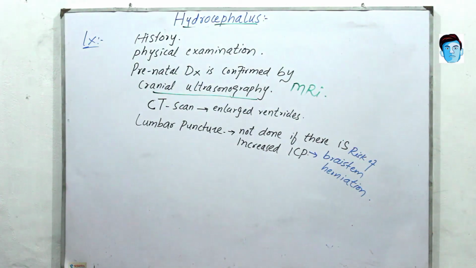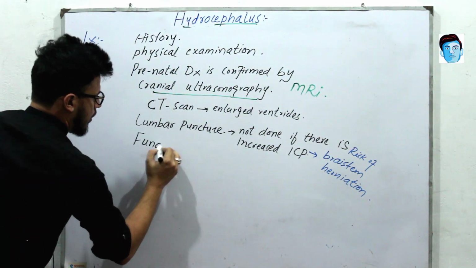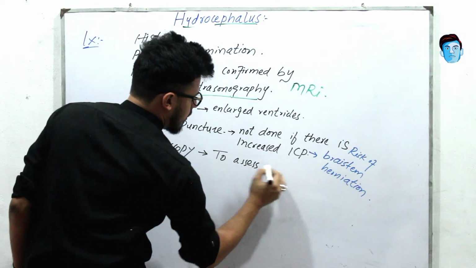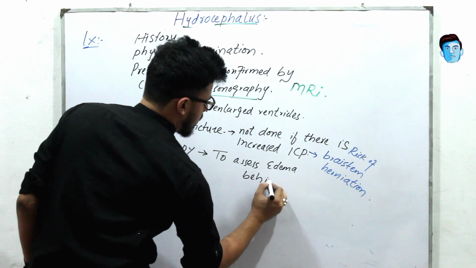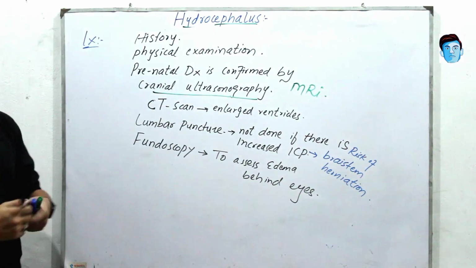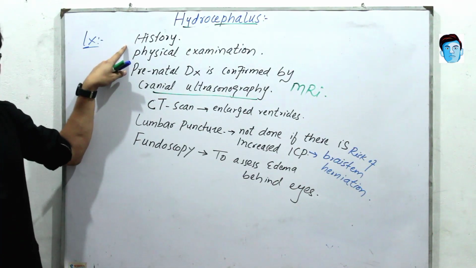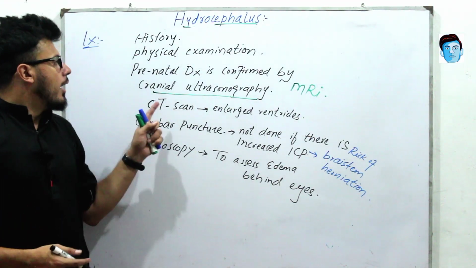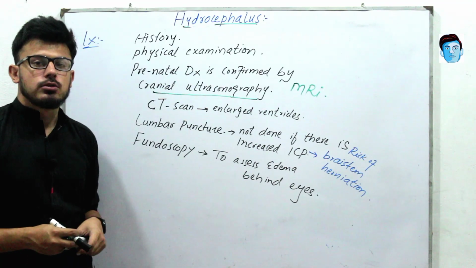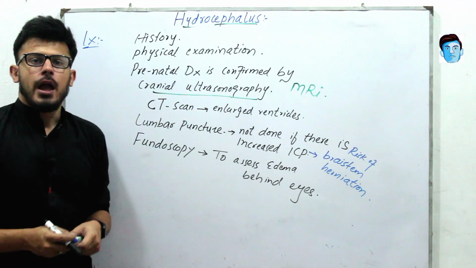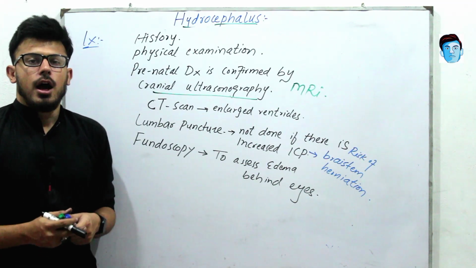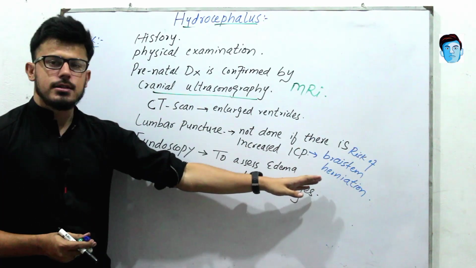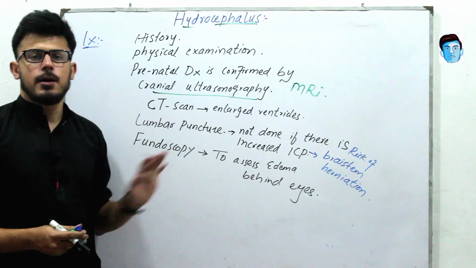Also, we can do fundoscopy to assess edema behind the eyes. So I repeat, what are the diagnostic evaluations of a patient? First of all, history and physical examination is important, while the prenatal diagnosis is confirmed by cranial ultrasonography. Also, we can go for a CT scan, which shows the enlarged ventricles, and the lumbar puncture is also important, but if there are features of increased intracranial pressure, it is not indicated, because of the increased risk of brainstem herniation. Also, we can go for fundoscopy to assess the edema behind the eyes.